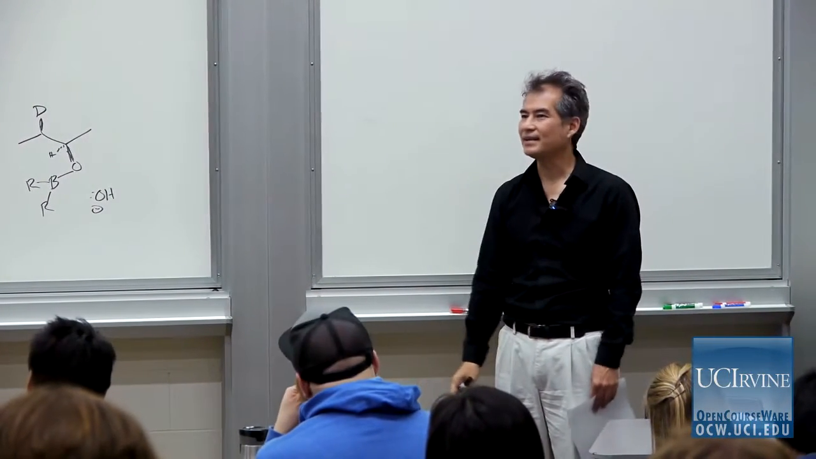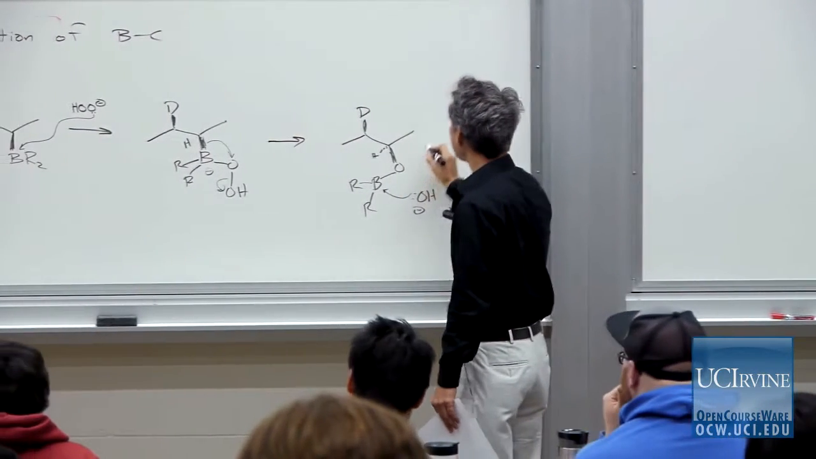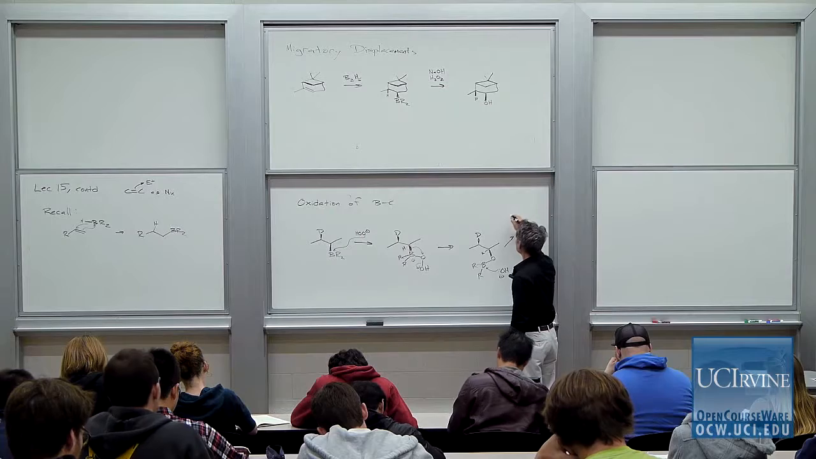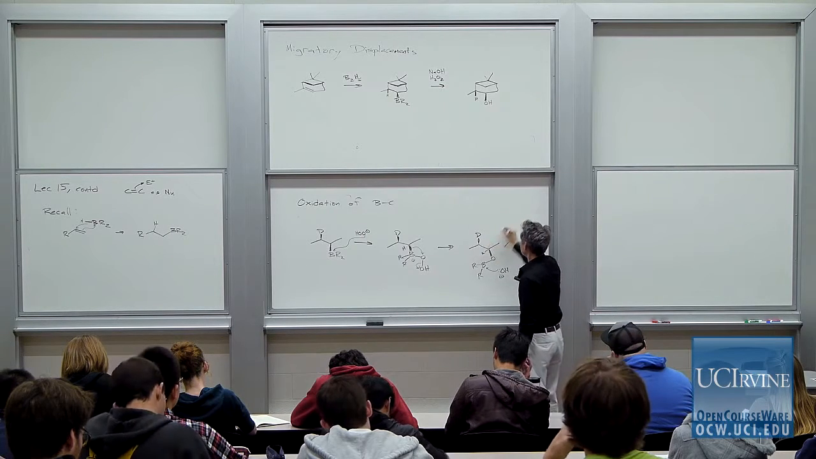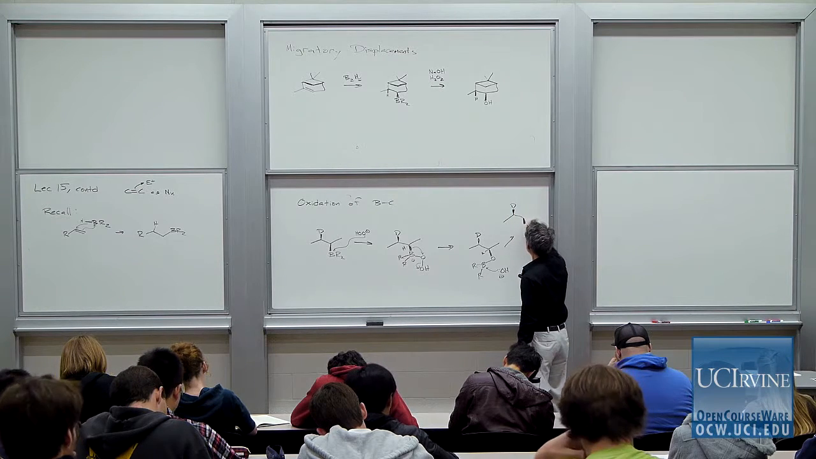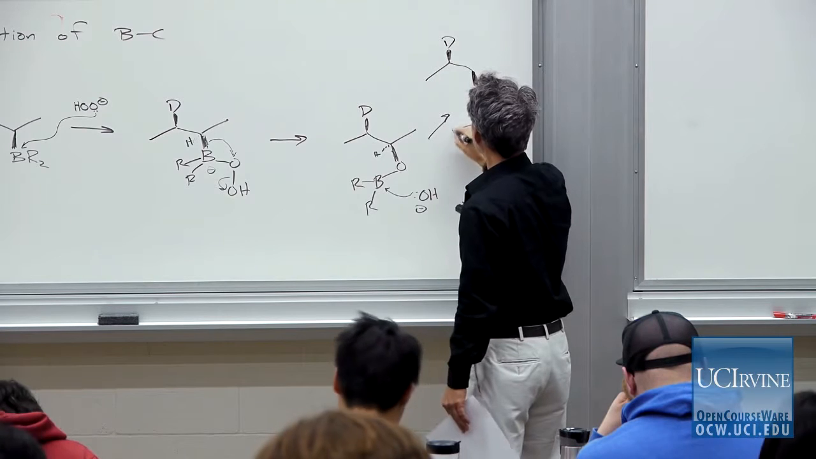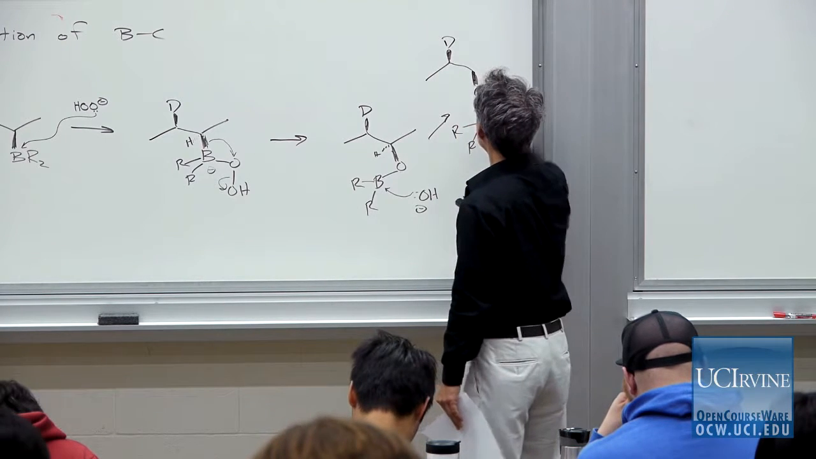Right, boron is right there, still wants 8 electrons. It's not going to just sit there. It will come back in and attack. And so you'll get, and now the rest of this stuff doesn't matter. We've already set the stereochemistry. You end up with this other boronate. And this is an equilibrium process.